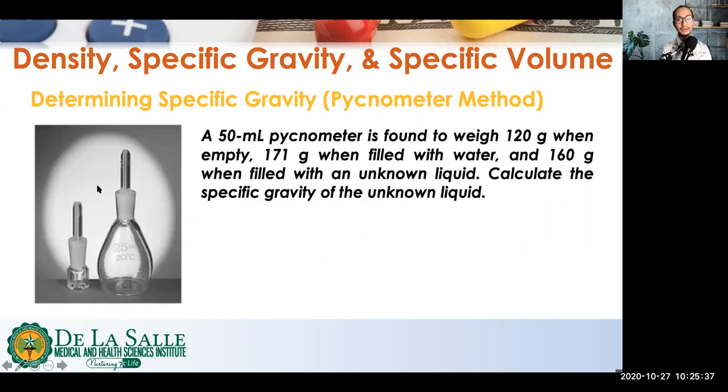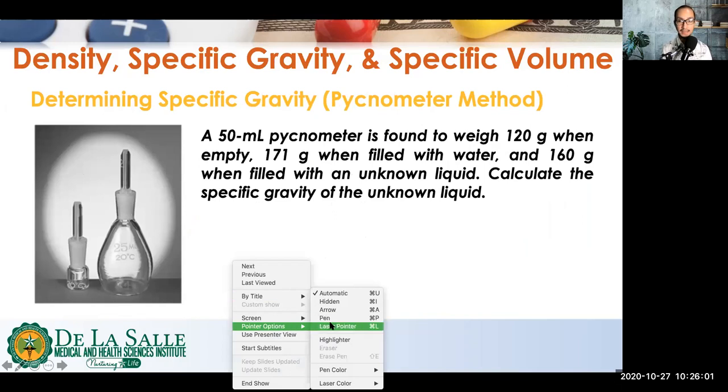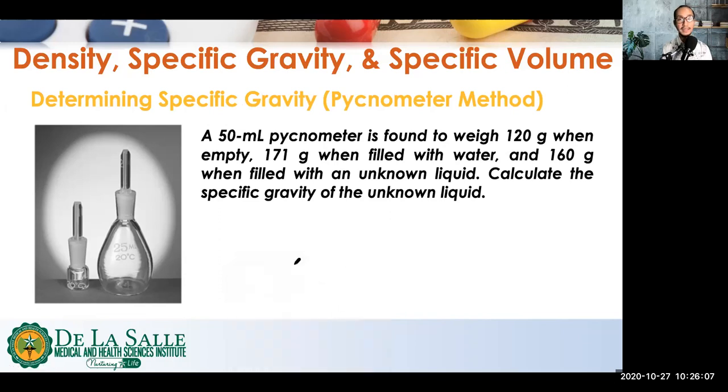Now, we can determine specific gravity of liquids using two methods. The first method is the pycnometer method, and the second method is the displacement method or the plummet method. The way that you compute for the specific gravity in both of these methods are different, so please take note of that. Remember that our formula for specific gravity is weight of the substance divided by the weight of an equal volume of a standard, which is water, in most solids and liquids.